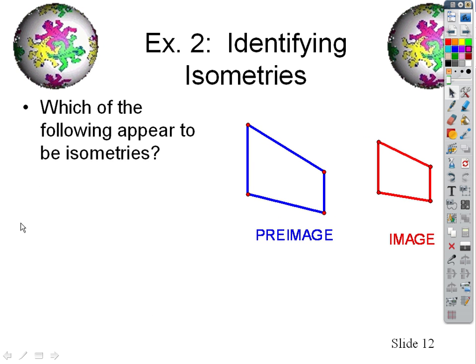What about this one? No. It's not. It's not, is it? The image is definitely not congruent to the pre-image. It looks smaller. It looks like it's been slid but also shrunk. Right? So that one wouldn't qualify.